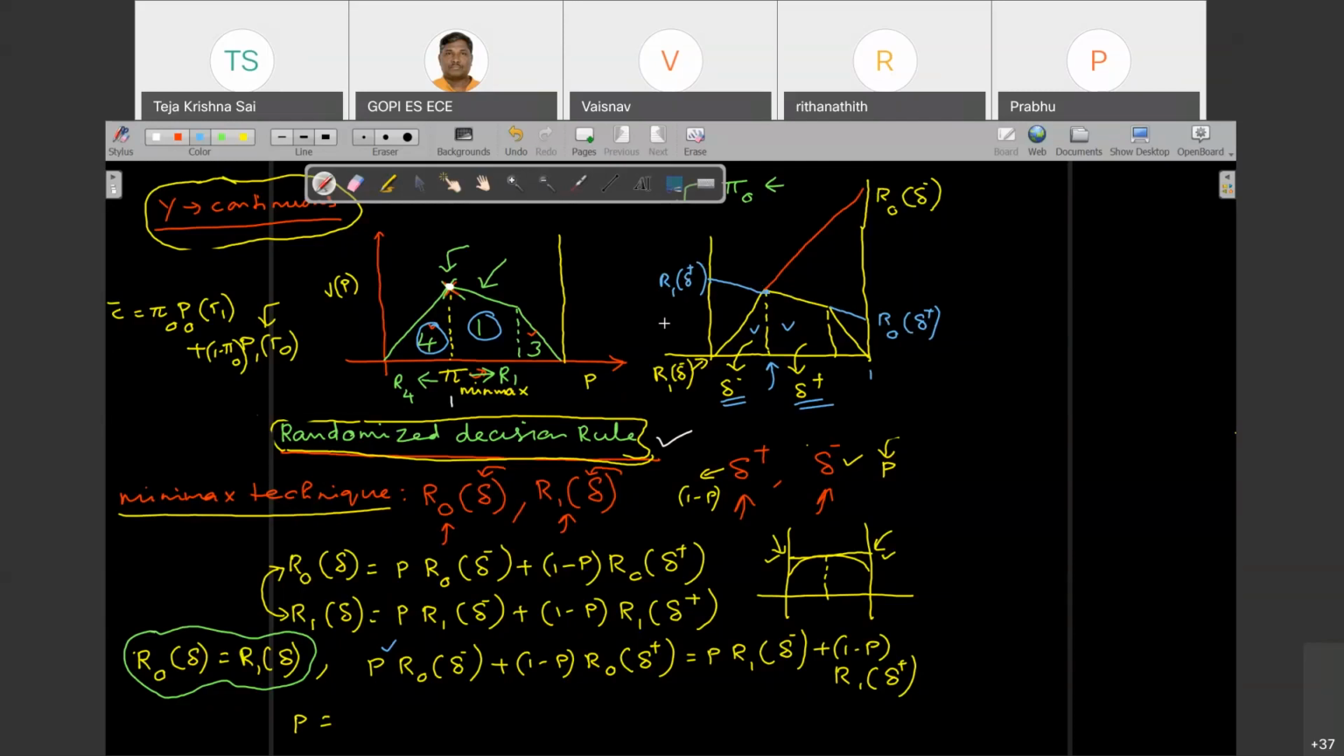So these values you can get from the graph, right? Once you know how to get this plot, because we discussed that long back, you just extend this line so that I can get these 4 values. Once these values are known, then I can solve for P just by equating R naught of delta equal to R1 of delta. So by equating this, somebody tell me what is the answer? What is the expression for P?